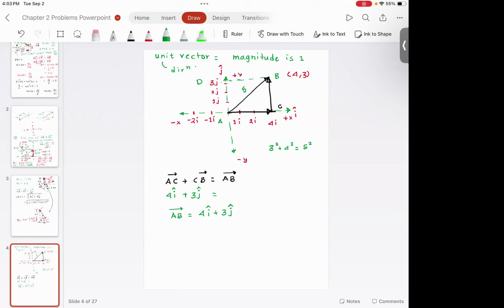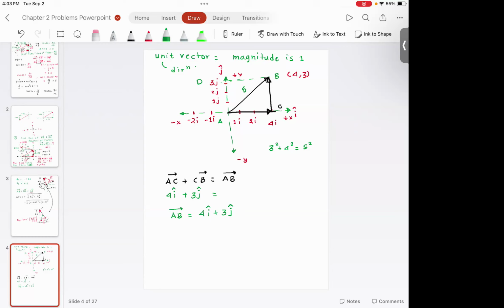The problem here, what I'm saying, is travel 4 units in the unit vector direction of x. So 4i, 3j. But now, instead of going this way, I want to orient myself from A to B and just walk 5 units. How do I do that? To do that, I need to find the unit vector in the direction AB.